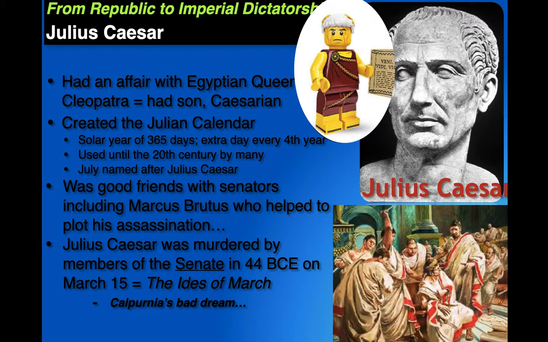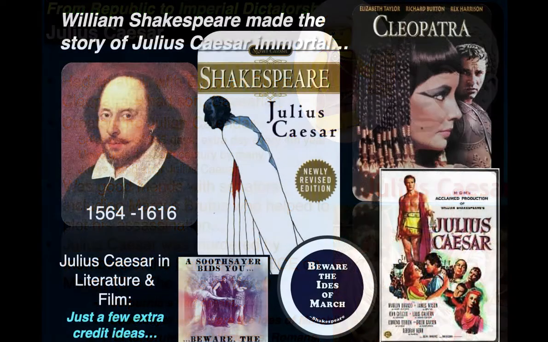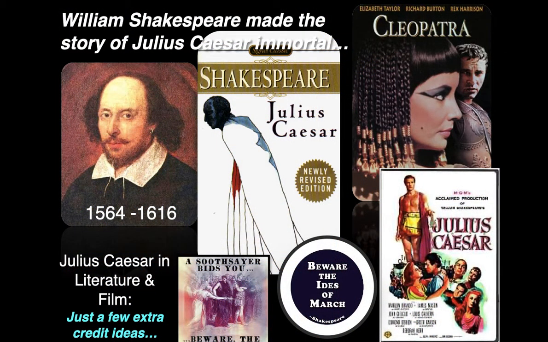And Calpurnia's bad dream, soothsayer, beware the Ides of March. Et tu, Brute, famous saying, and friends, Romans, and countrymen, lend me your ears. So William Shakespeare made the story of Julius Caesar immortal. William Shakespeare was an English writer, and he lived 1564 to 1616.